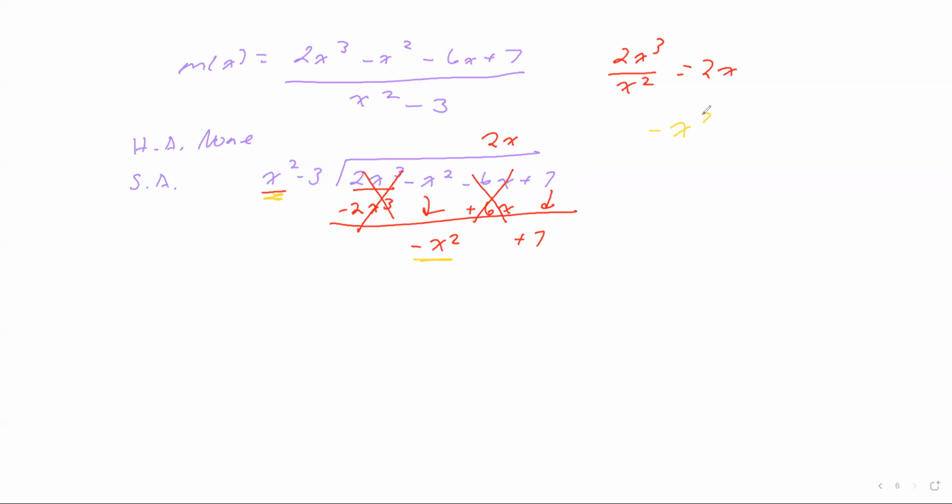So -x squared divided by x squared is just -1. So that gives me -1 again. I'm lining it up with its like term.